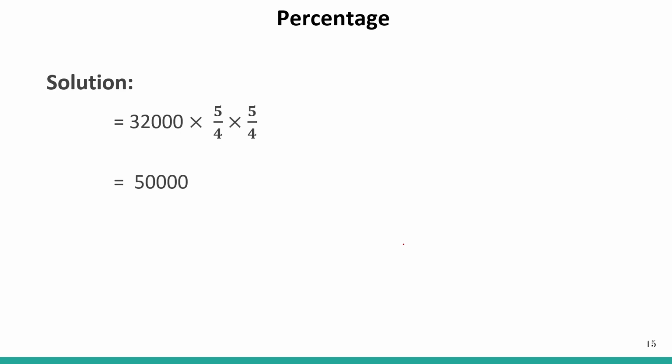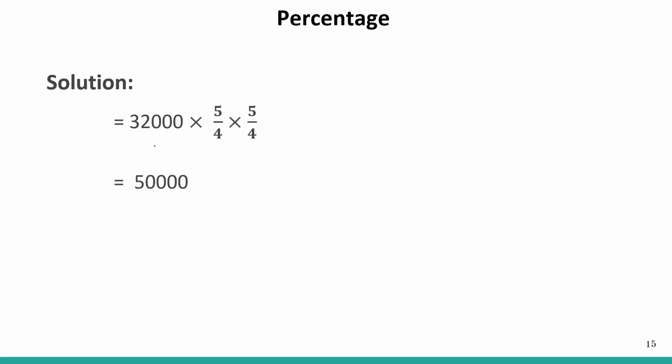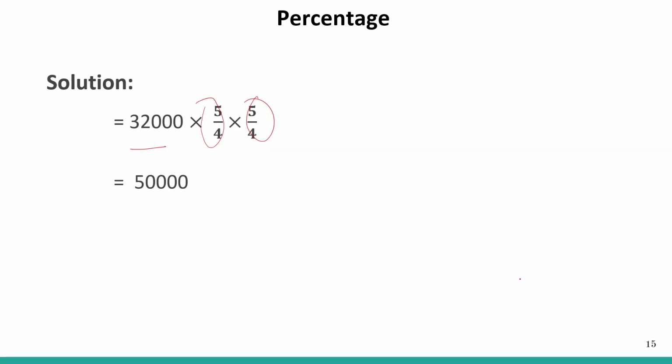Since it is asked for 2 years, in the general formula here is the number of years. If it is done in manual form, the solution will be 32,000 into 5 by 4 into 5 by 4, because 1 minus 20 by 100 is equal to what? Sorry, it will be 80 by 100 whole square, which is 8 by 10 whole square. Right. So the answer becomes 32,000 into 5 by 4 into 5 by 4. So it will be equal to what?